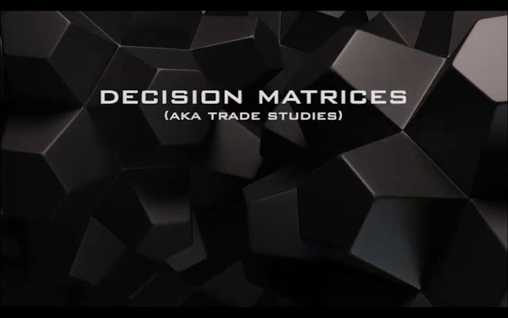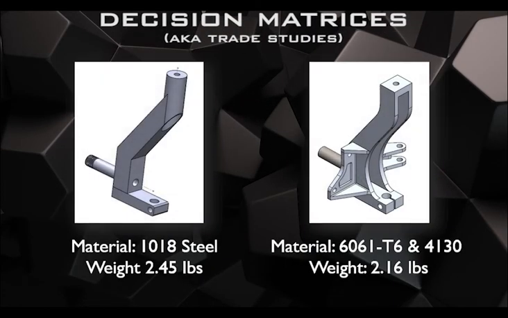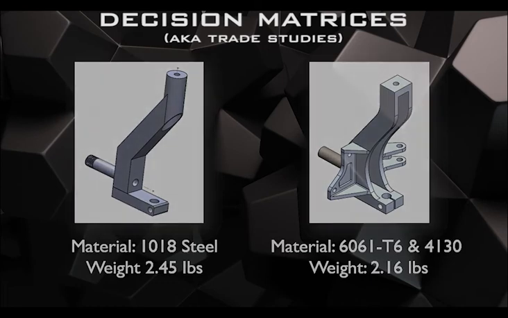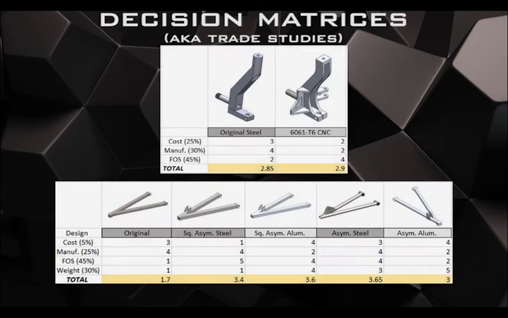There are always trade-offs when designing components. A part might weigh less, but the factor of safety might be lower. To account for these differences, the team creates trade studies comparing the different iterations. The different iterations are then compared using variables that are important to the team. These can be cost, manufacturability, factor of safety, or mass.